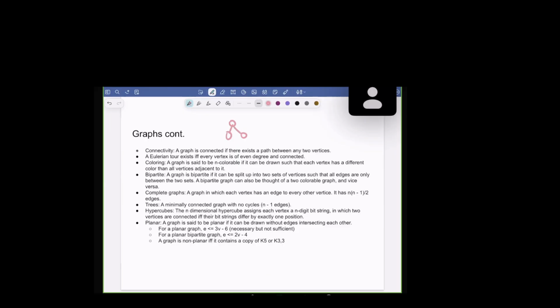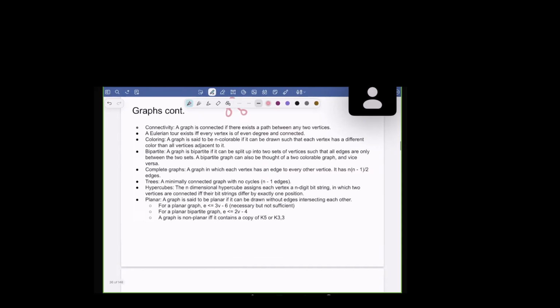All right, and then the condition for an Eulerian tour, as I stated earlier, is that it exists if and only if every vertex is of even degree and the graph is connected. So every vertex has to have an even degree, meaning it has either 2, 4, 8, 10 edges going out of it.